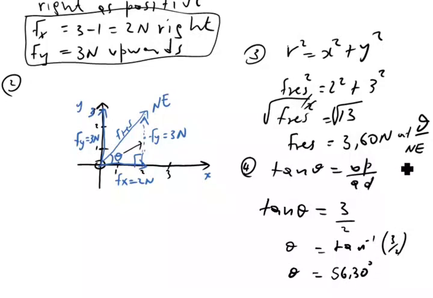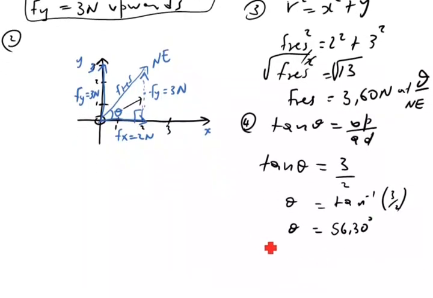degrees. Therefore, the net force or the resultant force F-res is equal to 3,60 newtons at this angle, that is 56,30 degrees north of east. Okay, then we are done.